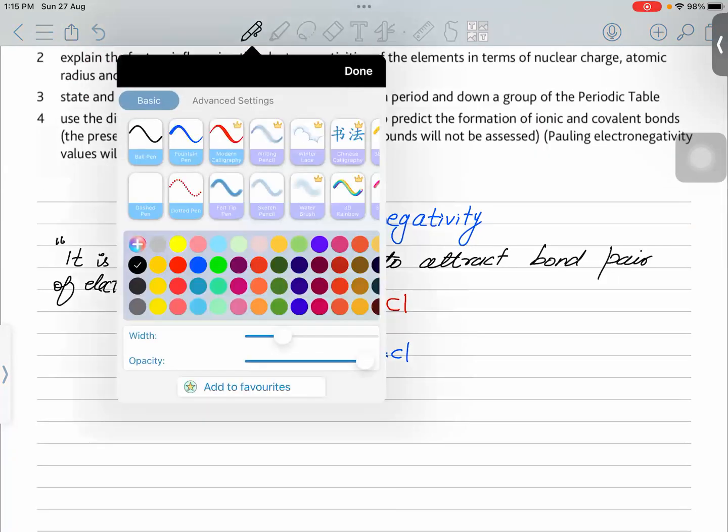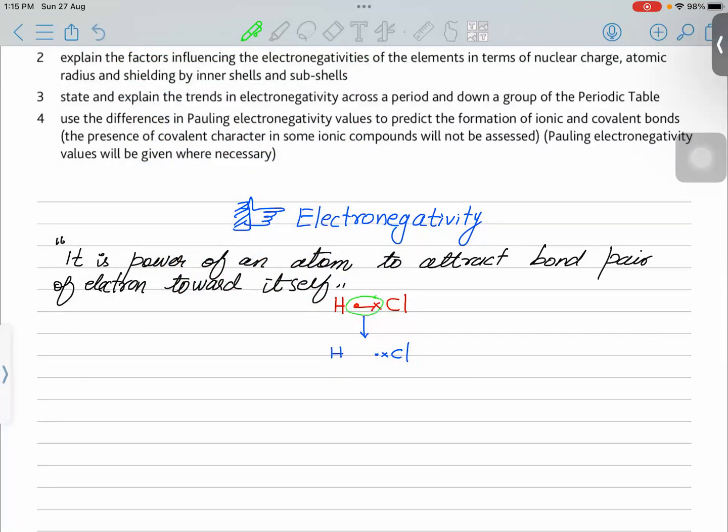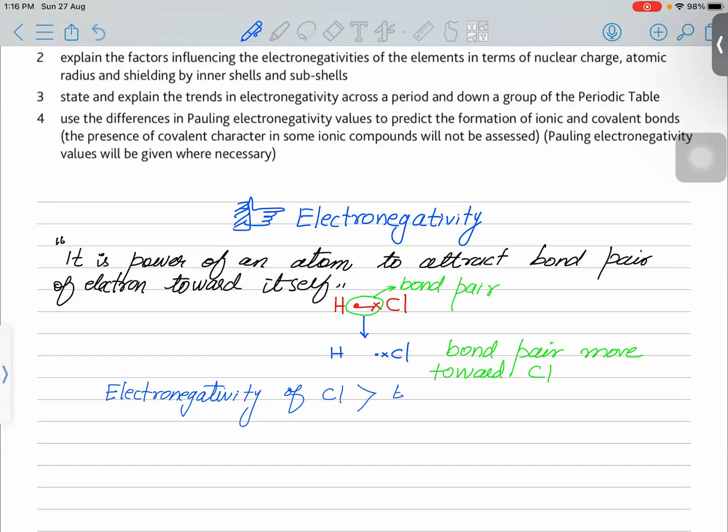Now these are bond pairs. So the bond pair moves towards chlorine. So which one has more electronegativity? Chlorine. So the electronegativity of chlorine is greater than the electronegativity of hydrogen, because chlorine has more tendency to attract the bond pair.